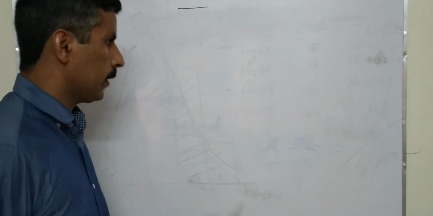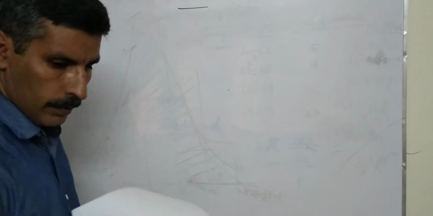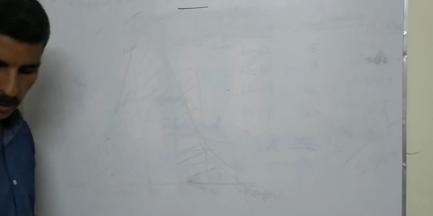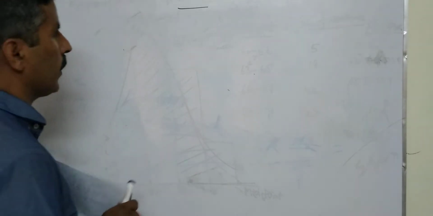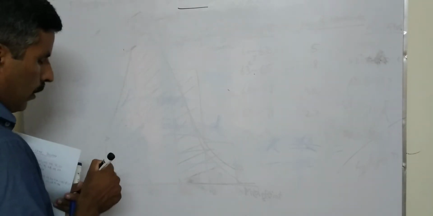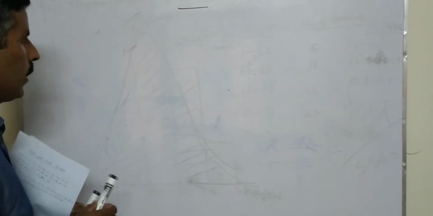Today our topic is measures of central tendency, and in measures of central tendency you will learn how to calculate arithmetic mean, geometric mean, and harmonic mean. We have two types of data set. One type is called ungrouped data, and one type is called grouped data.